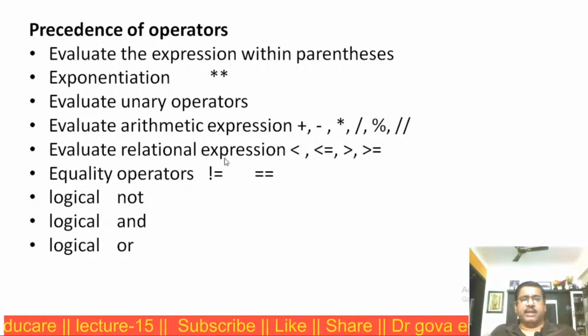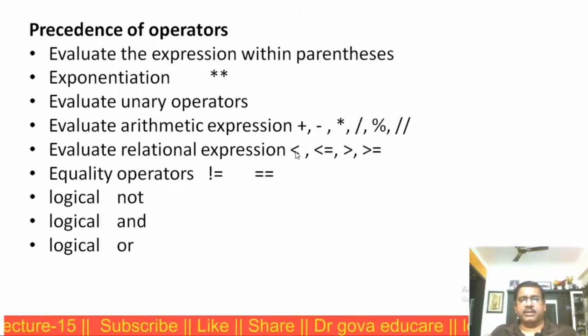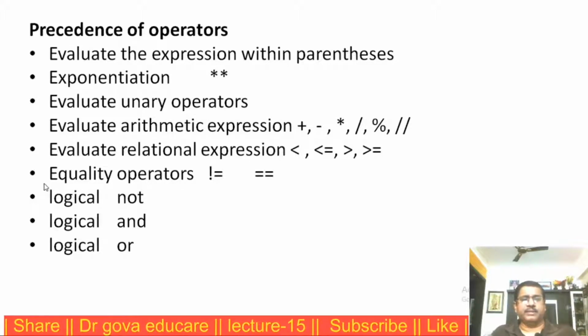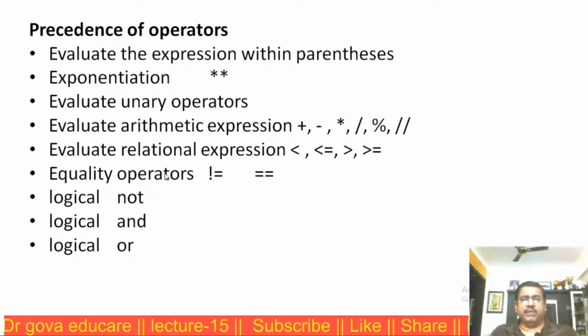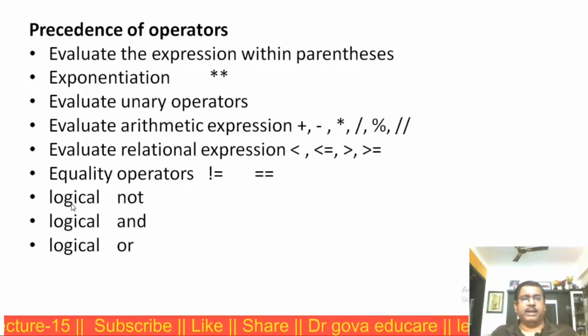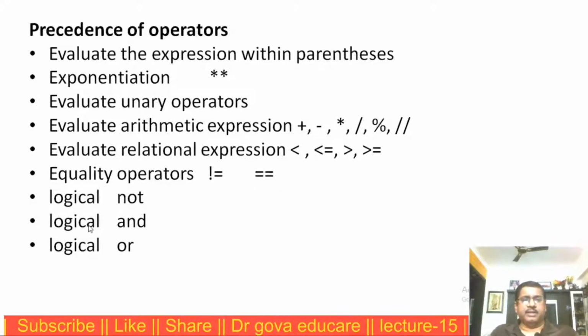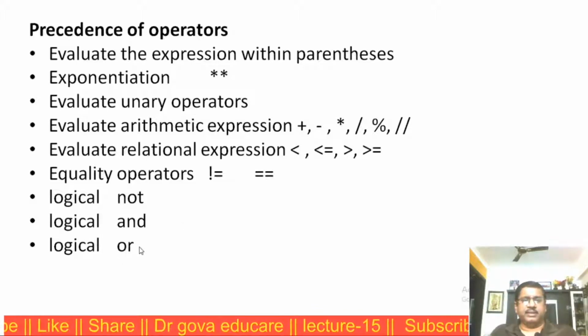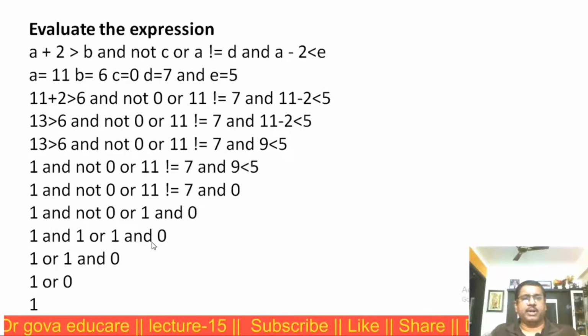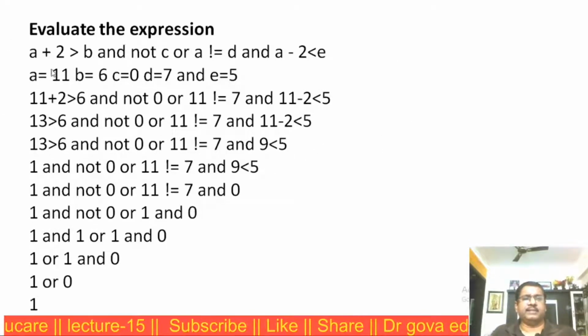Next, evaluate the relational expressions: less than or equal to, greater than or equal to. Next, evaluate equality operators: not equal to, equal to. Finally, logical not, logical and, logical or. This is the precedence of operators. Now this is the example.